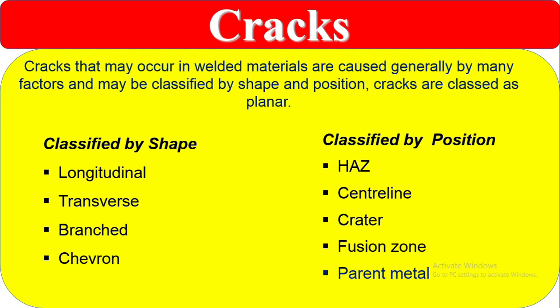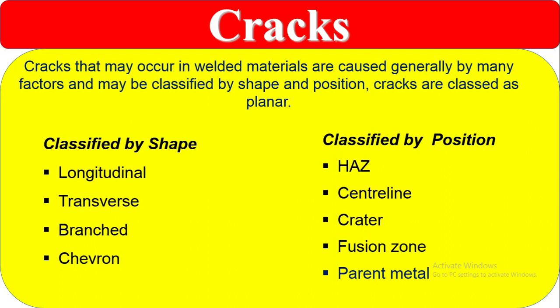In shape, you can see longitudinal, transverse, branch and chevron cracks. Classified by position means the area where the crack develops: the heat affected zone, the center line of the weld, and the crater, which is the starting position of every weld, where a crack can develop. Then the fusion zone and the perimeter. So shape and position are the two sectors you have to understand.